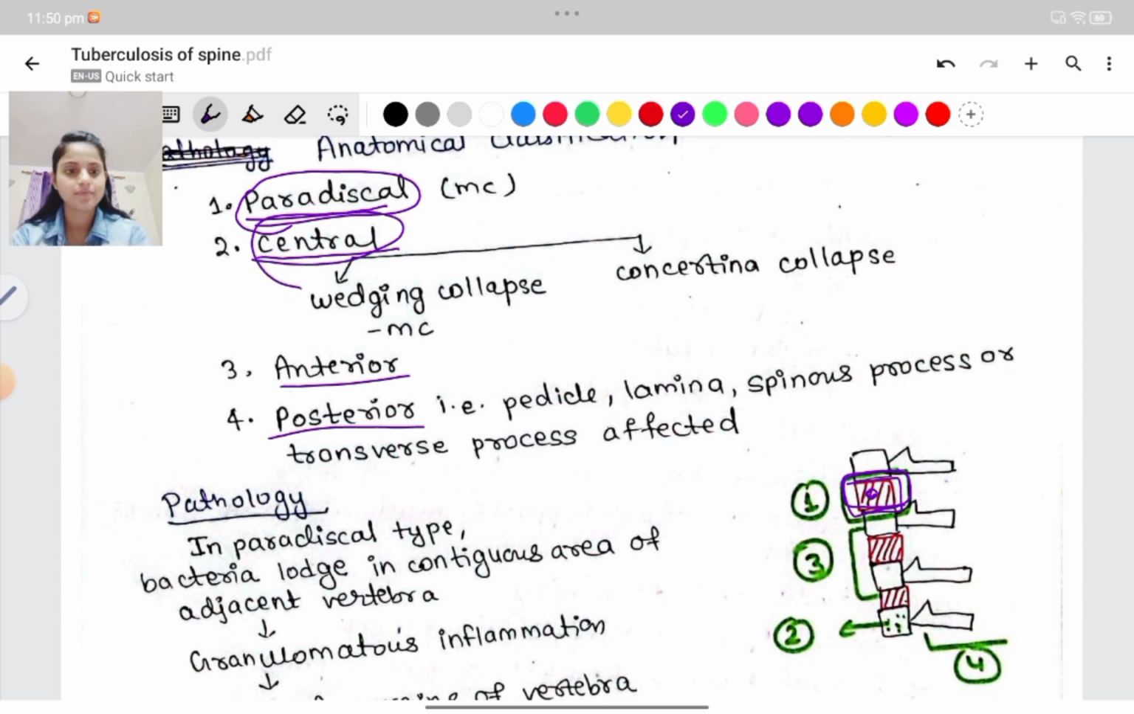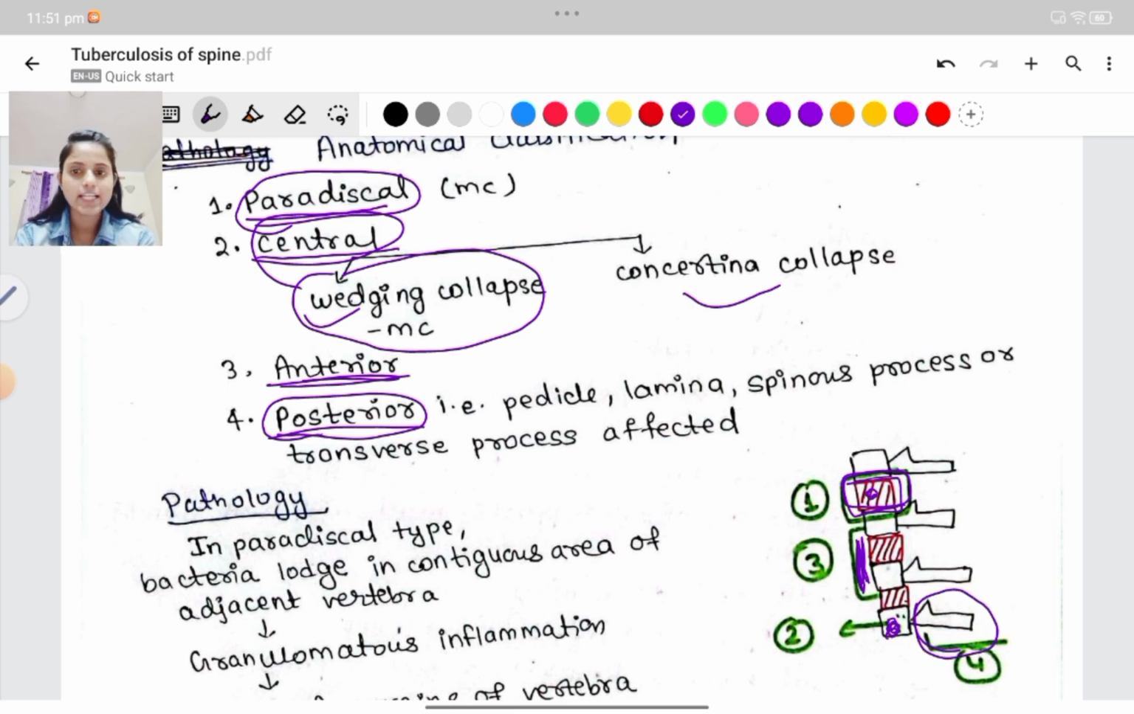Central. In the central type, the central part of the vertebral body gets affected, leading to early collapse of the weakened vertebra, which is the wedging collapse and the concertina collapse, and wedging collapse is the most common. Anterior. This is the anterior type. It is localized to the anterior part of the vertebral body. Infection spreads up and down under the anterior longitudinal ligament. Posterior. It involves the pedicle, lamina, spinous process, transverse process.